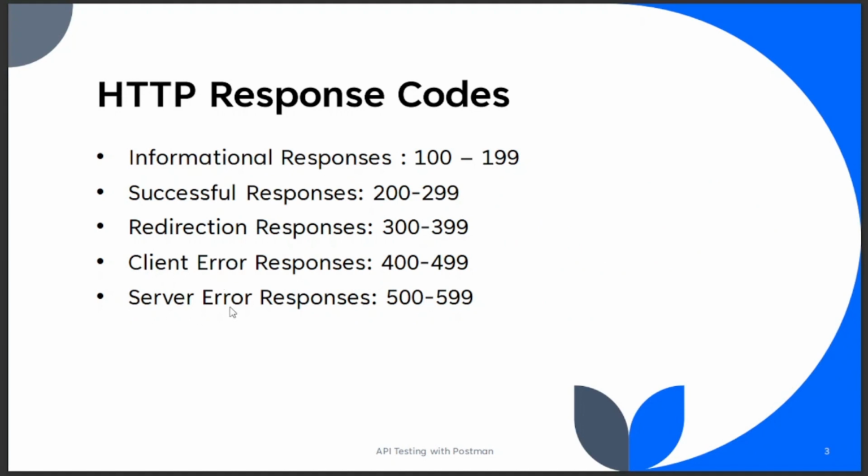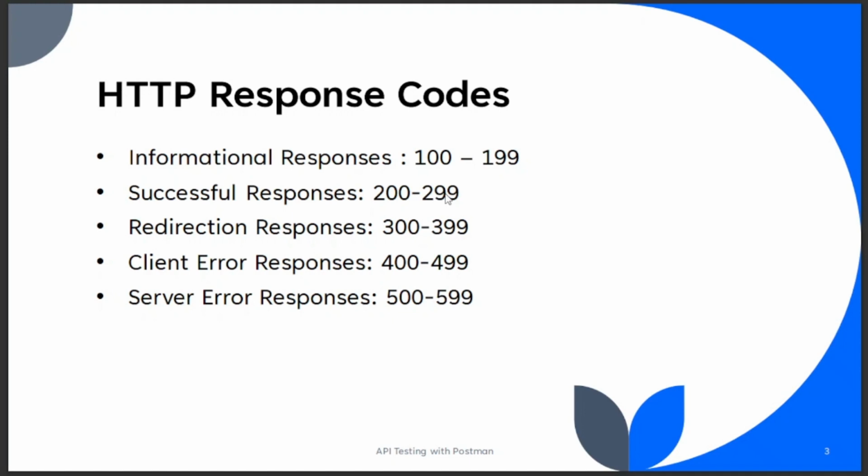Errors could be either client errors or server errors. Client errors are in the range of 400 to 499, server errors are in the range of 500 to 599, and the successful range is 200 to 299. These are the standard HTTP response code ranges.